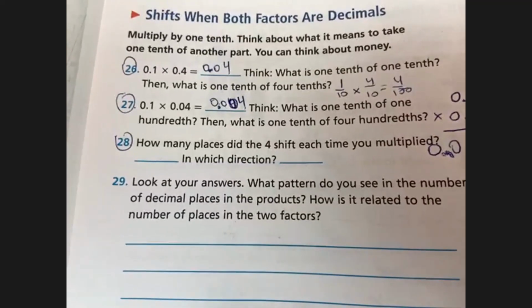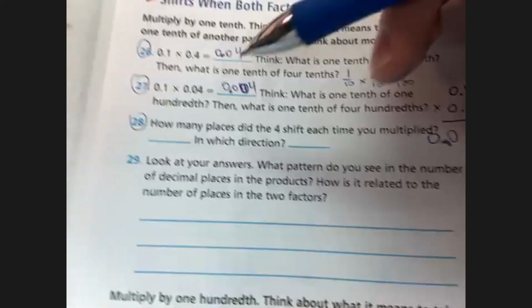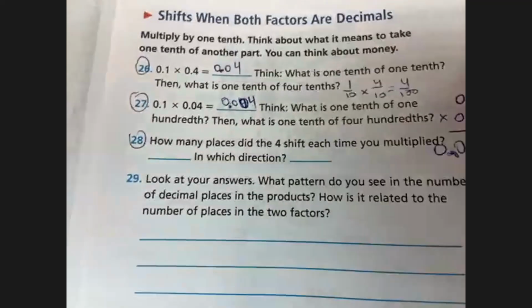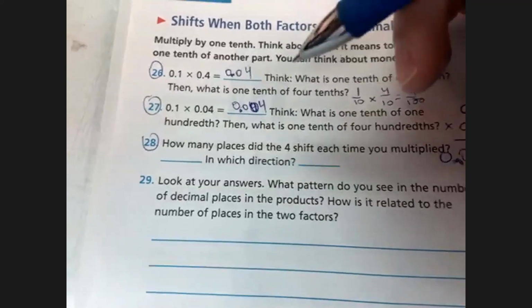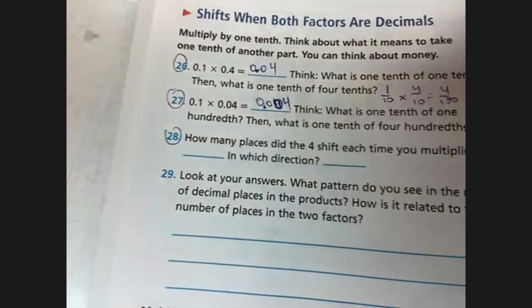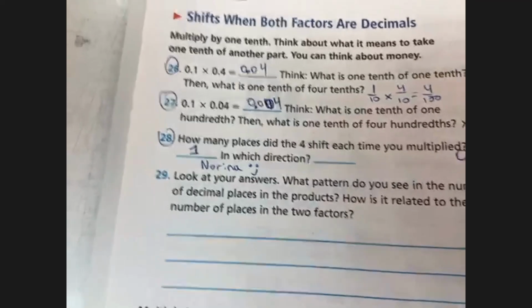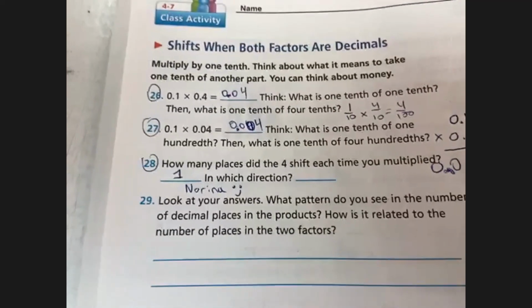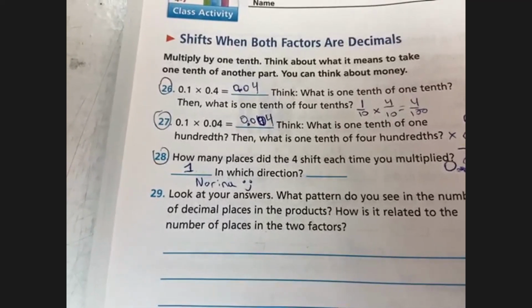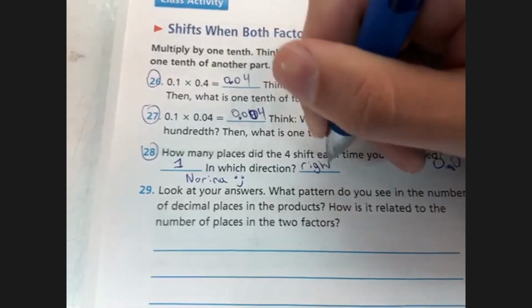How many places did the 4 shift each time you multiplied? Each time we were multiplying it by something, right? When we started with the 10th, then we did 100th, then we did 1,000. On each number, how many times was it shifting? Once. Good. It was shifting once. Great job, Narina. And in which direction? What direction was the 4 going? To the right. Each time it was shifting to the right. Good. Yep, that is to the right. Perfect.